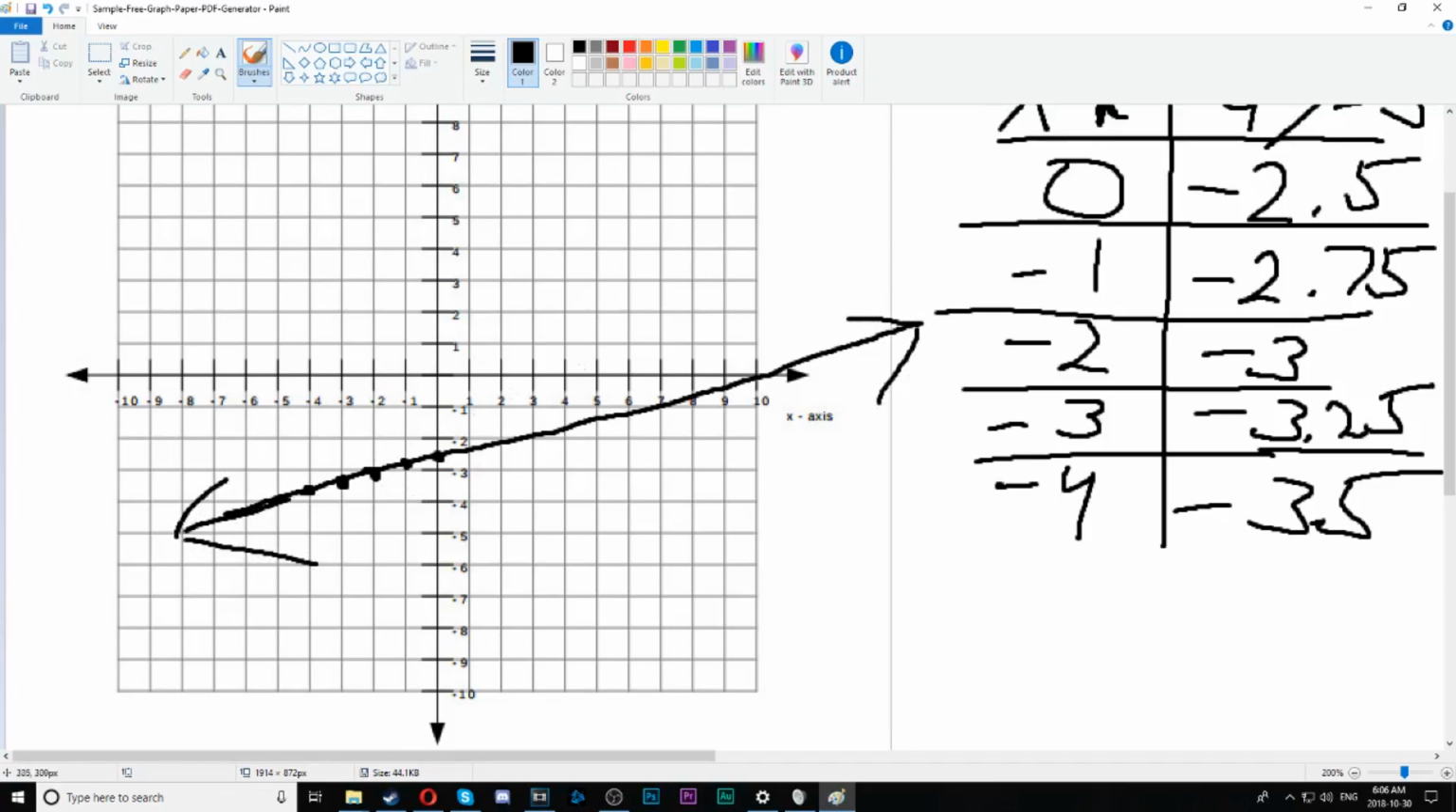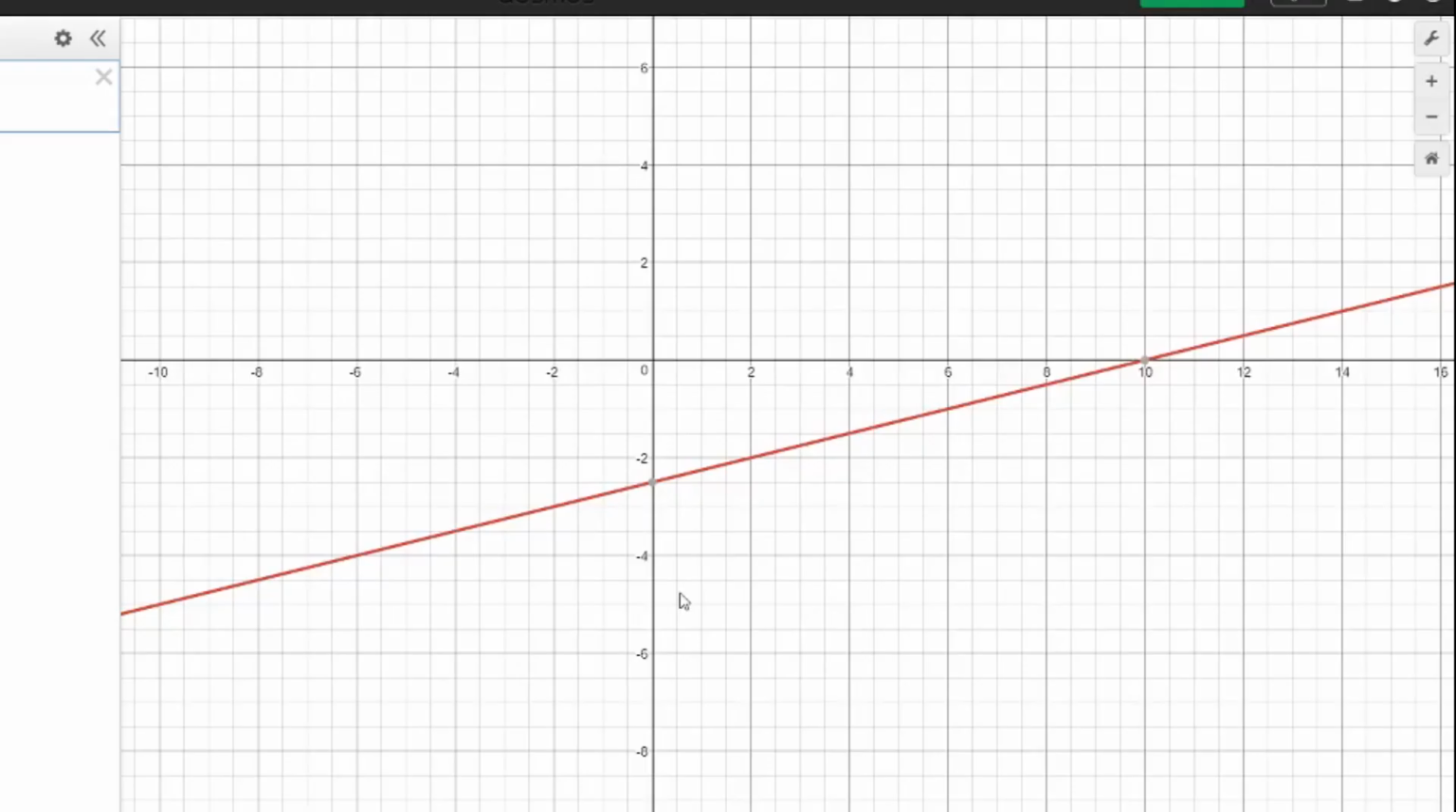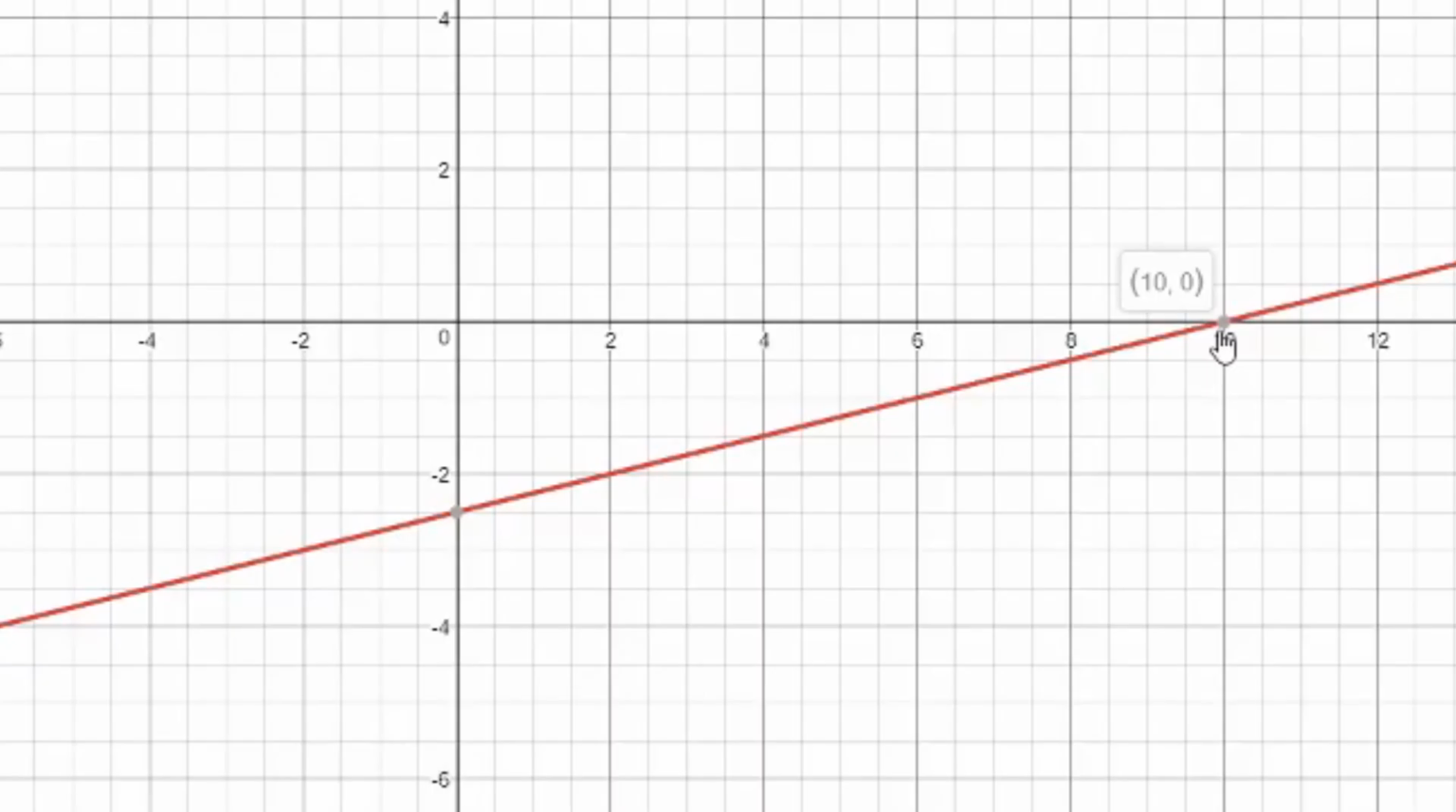And now I'm going to prove my answers using Desmos. That's how the graph looks in Desmos. So as you can see, it crosses the x-axis at 10. So the same result that we have. And then the point that crosses the y-axis is 0, -2.5, the same as we have. Then the other points, you can find easily. So there's 1 and -2.75.